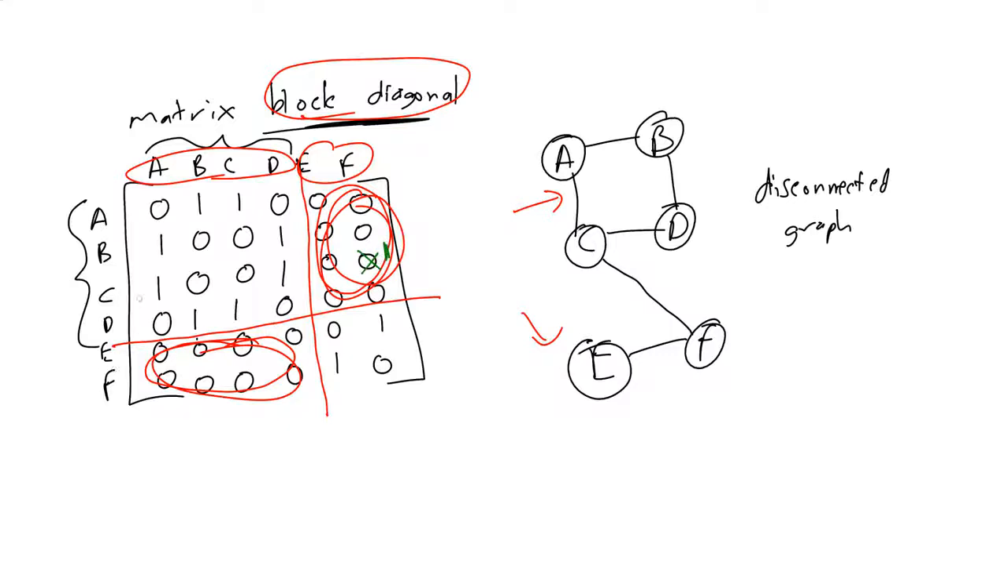And let's go from F to C and make that a 1. And you can see now I've violated the block diagonalness. Okay? So a block diagonal matrix always represents a disconnected graph. Fun fact. Now, you might ask if the converse is true. So let's say I have a disconnected graph. Am I always going to get a block diagonal matrix?